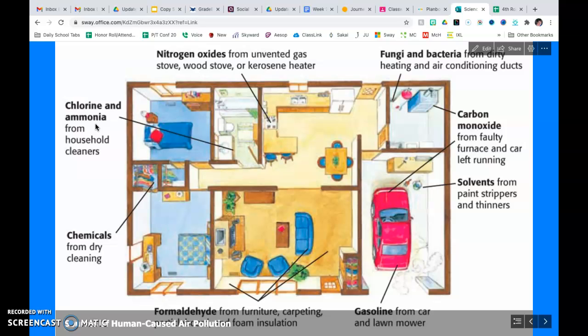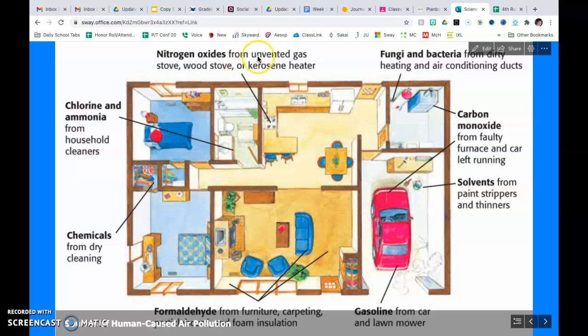By the way, never ever mix household cleaners together. They can produce a toxic gas that can make you pass out, or possibly, just like the carbon monoxide, could lead to death because you're not getting enough oxygen. So never, ever, ever mix cleaning solutions together.